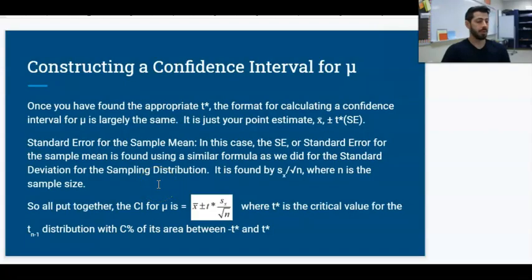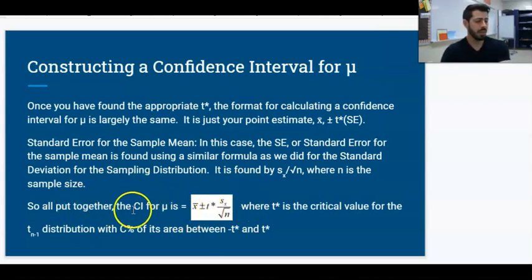Now, once you've found the critical T, the format for calculating a confidence interval is basically the same as it was for proportions. You have your point estimate, which in this case is x bar, the sample mean, plus or minus the critical T times the standard error. For sample means, the standard error is a lot less complicated than it was for proportions. You just take the sample standard deviation, which will generally be given to you in the problem, and divide it by the square root of n, which will also be given to you. Otherwise, you couldn't do any of this.